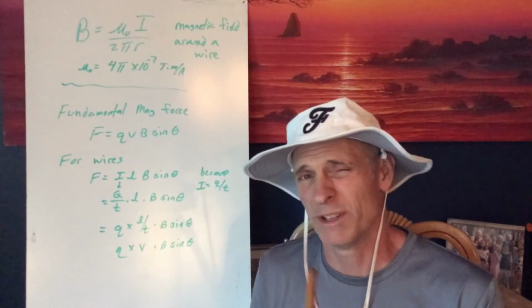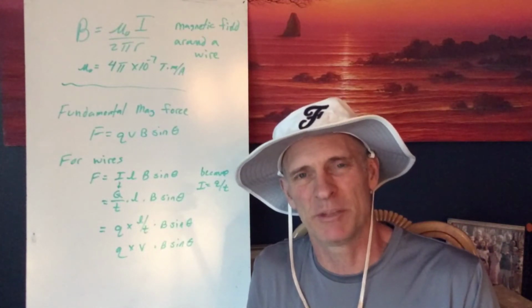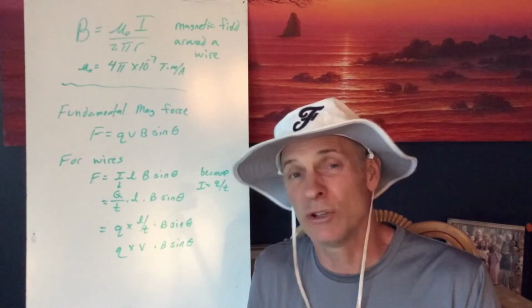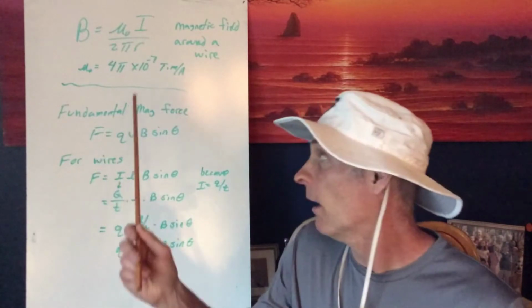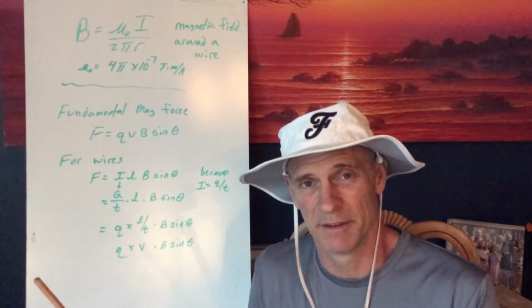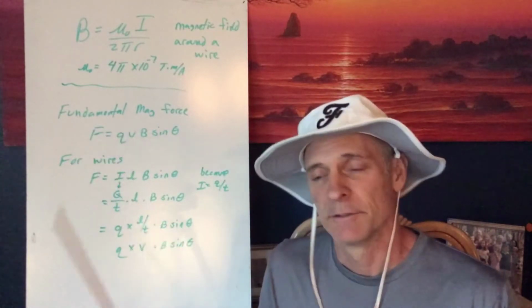So again, what is mu naught? It's actually the magnetic permeability of free space. Remember, we have permeability of free space too with electric fields, but we have one for magnetic fields as well. And it's 4 pi times 10 to the negative 7th. Mu naught.